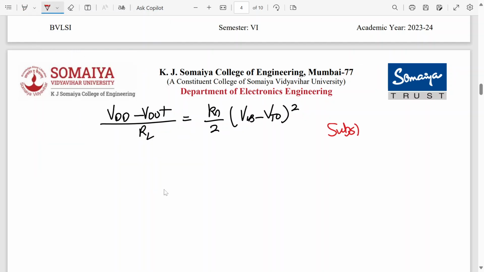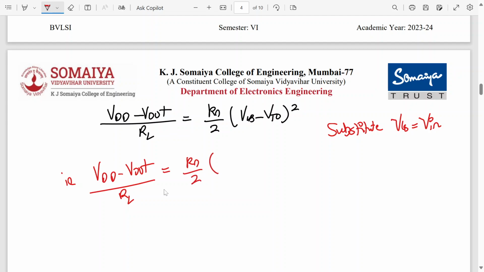So substitute VGS equal to V in. Wherever you see VGS, substitute V in. So that is (VDD minus V out) upon RL equal to Kn by 2 times, here instead of VGS, we substitute (V in minus VTO) square. Okay, so this is what we get. We call this equation number 2.